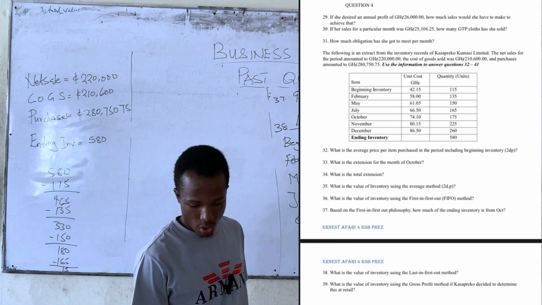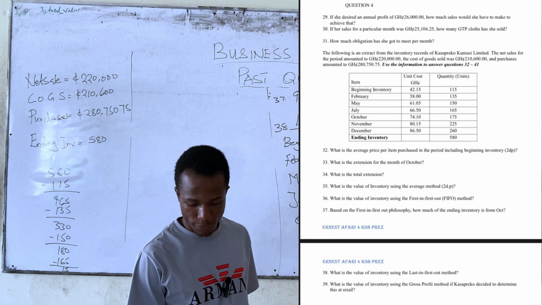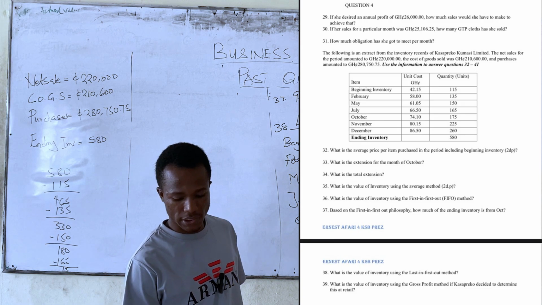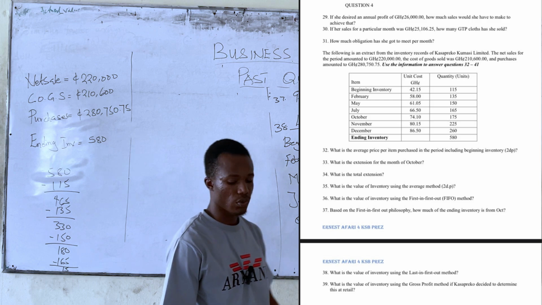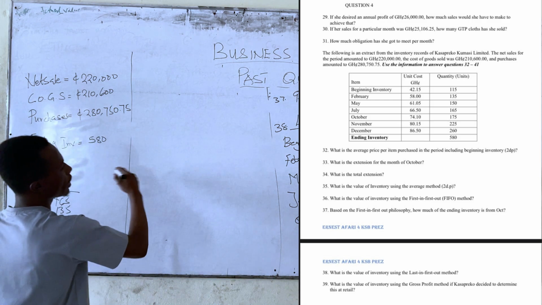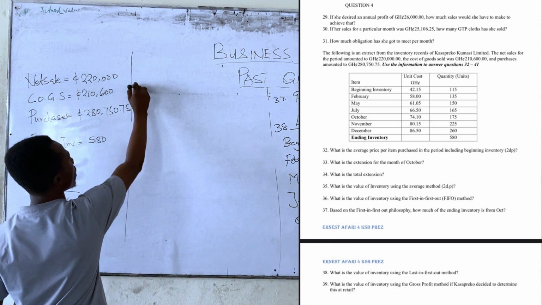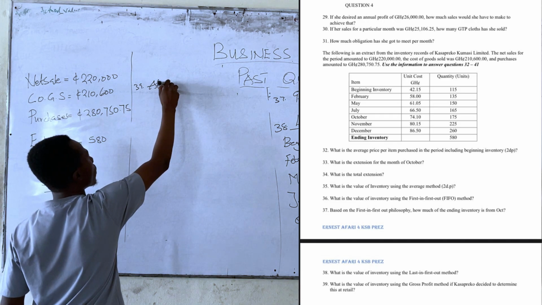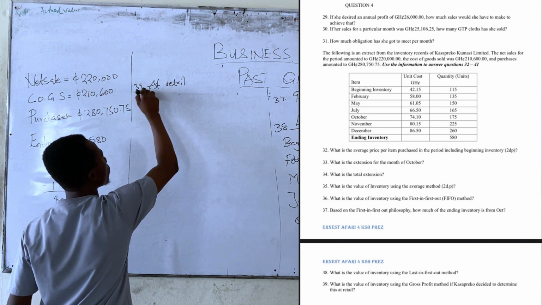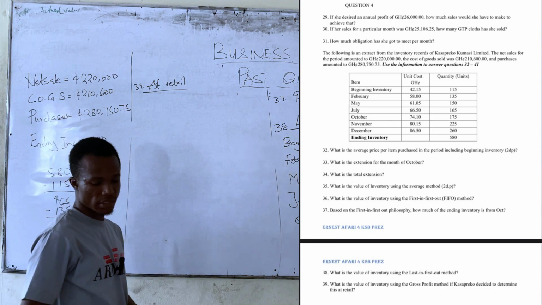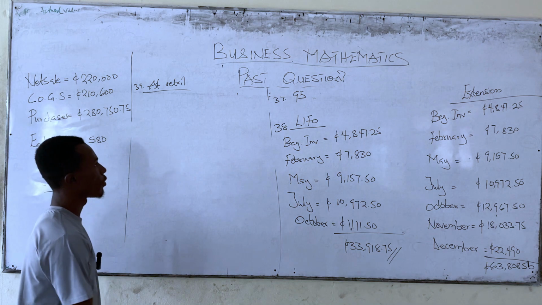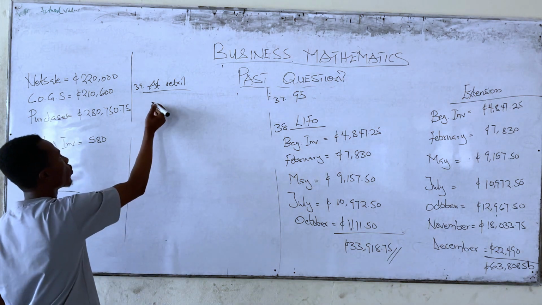39. What is the value of inventory using the gross profit method if Casapreco decided to determine this at retail? So we are going to determine 39. Gross profit method at retail. At retail. This is what we are going to do. I hope that is clear. So at retail, what is the formula? The formula is what?